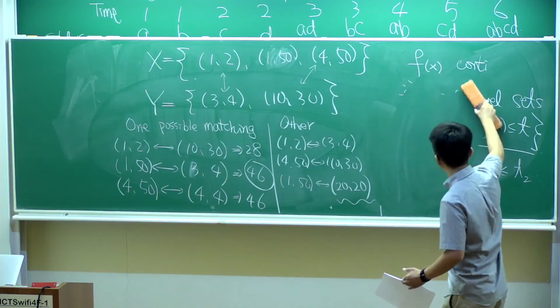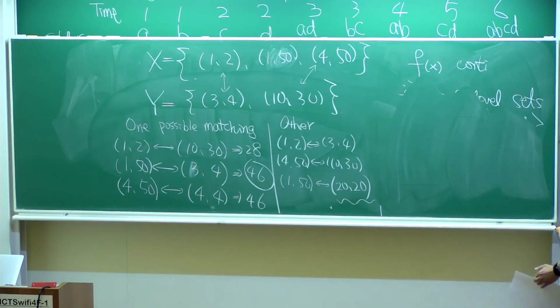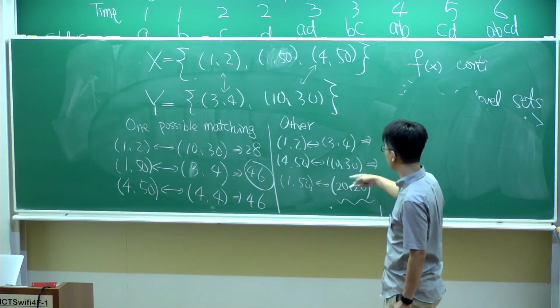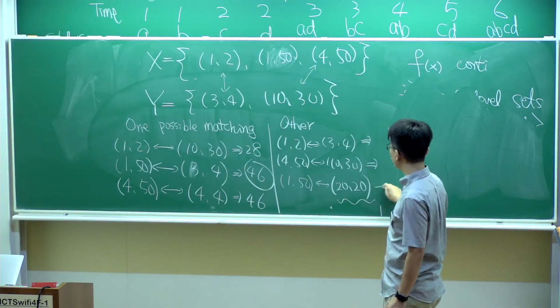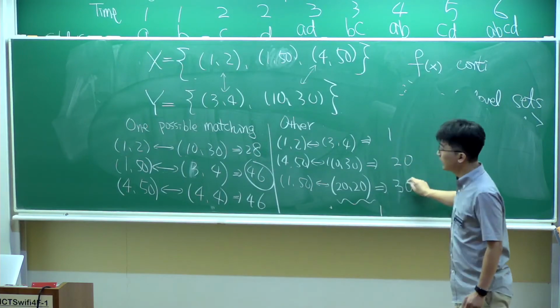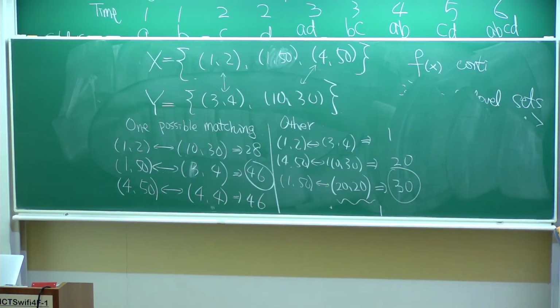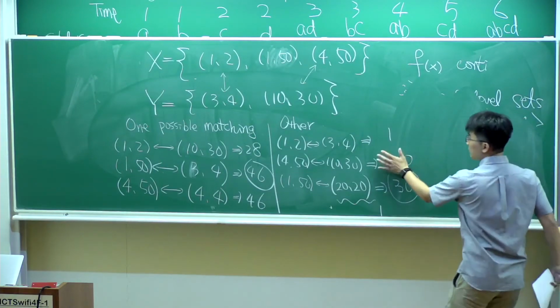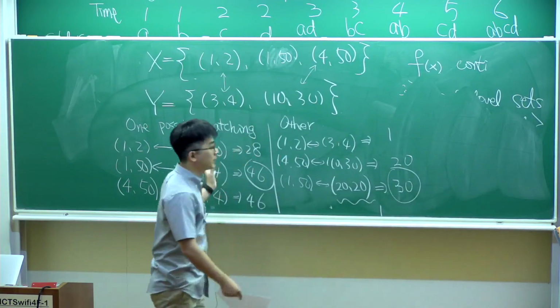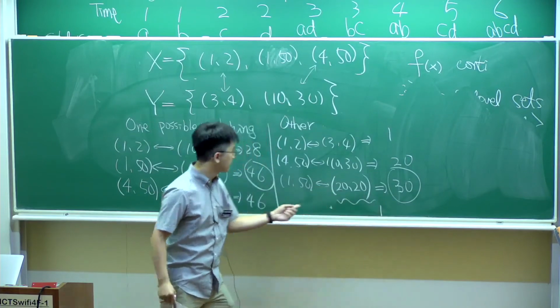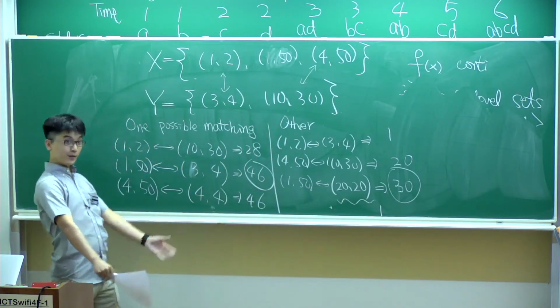And then you can calculate the distance. The distance here will be 1, the distance here will be 20, the distance here will be 30, and then you pick the largest one. Then you have to do this process a lot of times, because for matchings you want to pick the infimum, the smallest one. So this is better than this one. Cool.